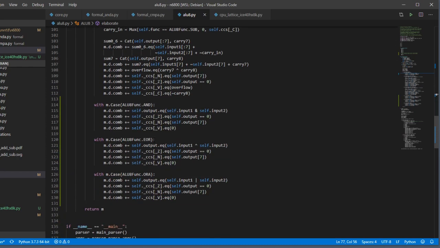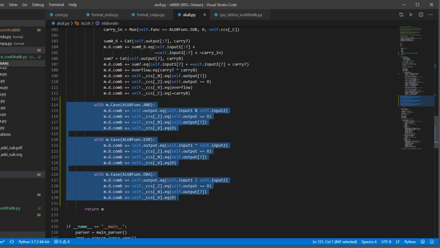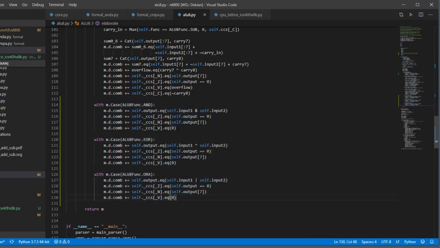So here's AND, XOR, and OR A. They're pretty straightforward. The flags are set according to the table, which means that V is always reset, the negative flag is always set to the high bit of the output, and the zero flag is always set if the output is zero.